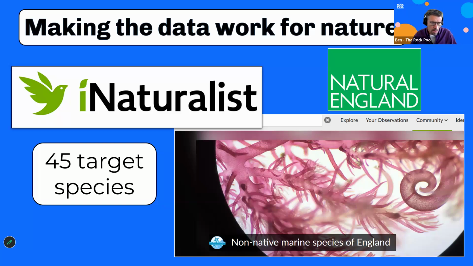And you can have a look at all of the non-native marine species on this list for England, at least, in this iNaturalist project, which we've created, not just the data that we've collated, but all of the iNaturalist data. If you go to the iNaturalist website and have a look for that project, you'll find it.